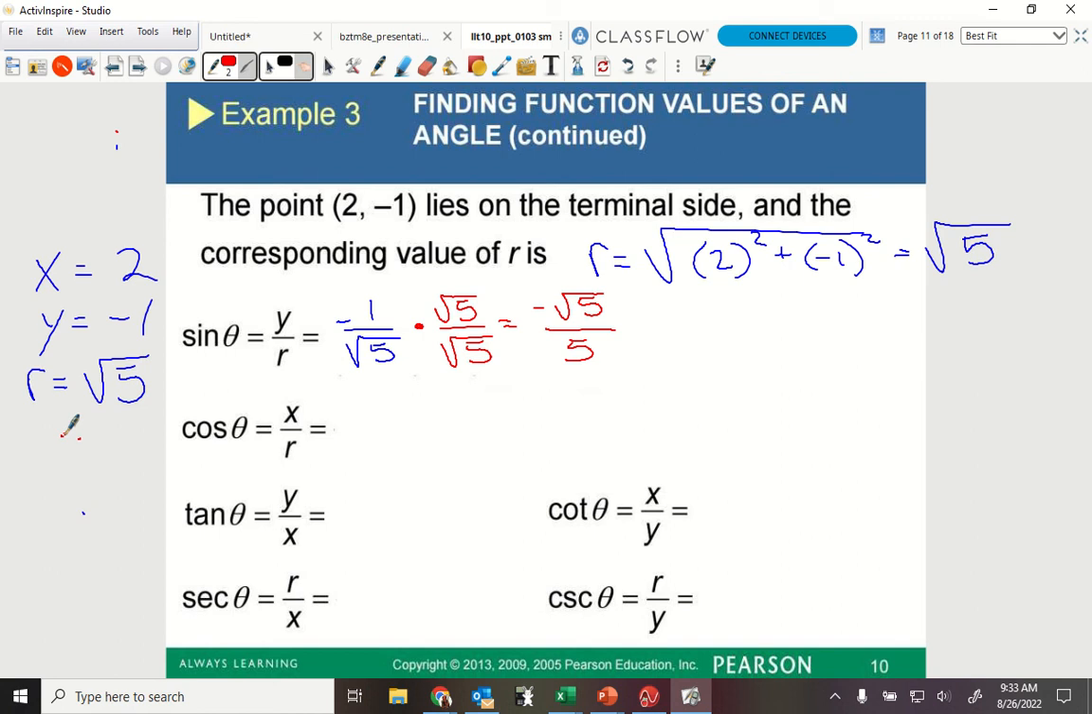So let's do another one. Let's do the cosine now. So cosine is going to be x over r. My x value is 2. So I have 2 over radical 5. Again, I have a radical in the bottom. You can do the same thing, multiply by radical 5 over radical 5. What is that word? Rationalizing. So class, that word is to rationalize. I want everyone to rationalize, because we need to.